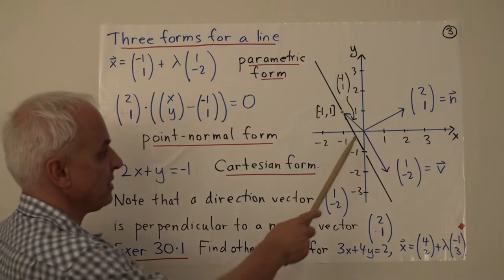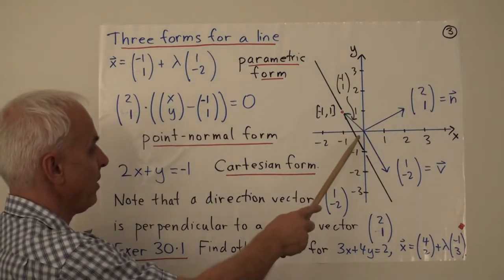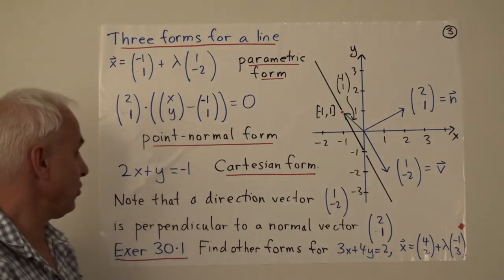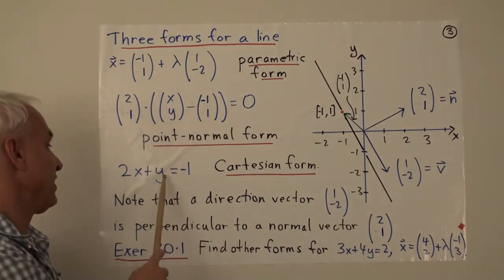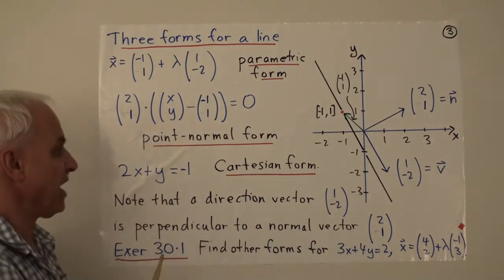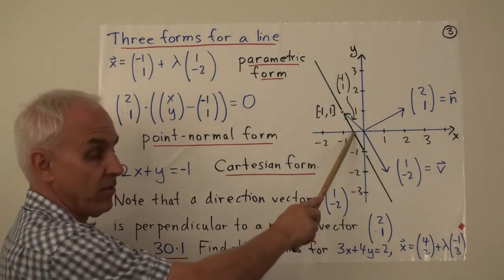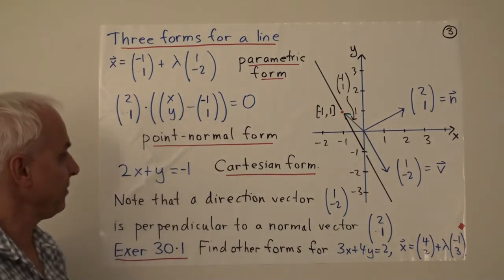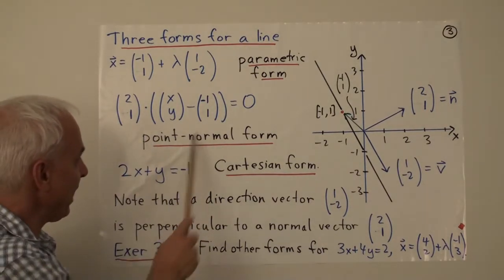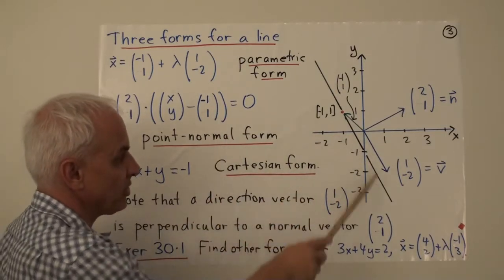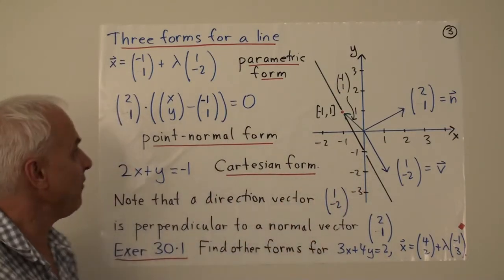So the point (0, -1), which would be this point here, would be a possible candidate to choose. Or if we set y equals 0, then x would be minus a half. And so the point x equals minus a half, y equals 0 would be another possibility. So we could have replaced this (0, -1) with any other point which lies on the line, and we'd still get a point normal form.